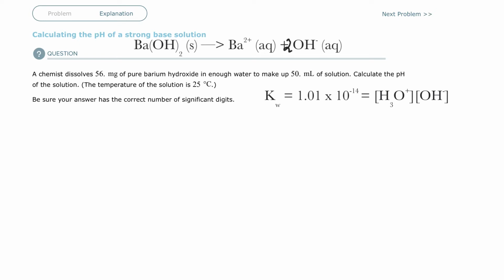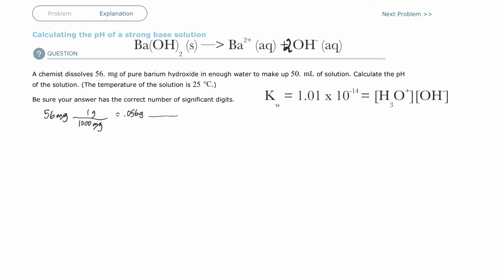Okay, so let's start with what we're given. We're given 56, not micrograms, milligrams. 56 milligrams. Let's go ahead and put it into grams. In 1 gram, there are 1,000 milligrams. Milligrams will cancel, and you'll end up with 0.056 grams. So we're interested in how many moles that is, so let's divide that by the molar mass.